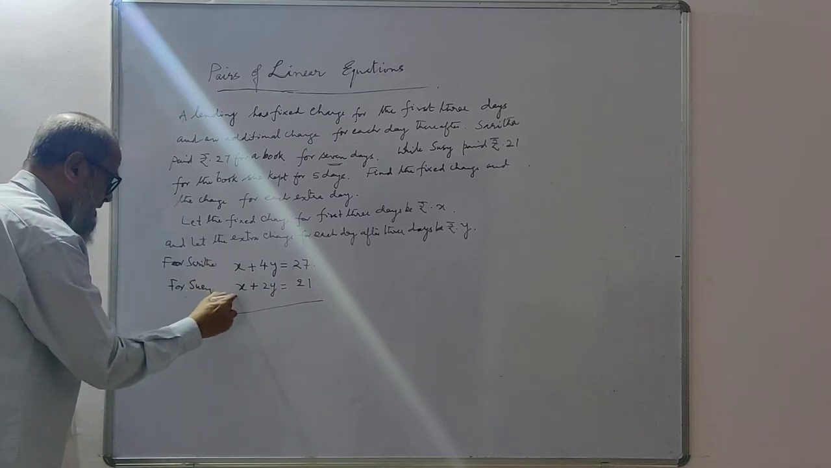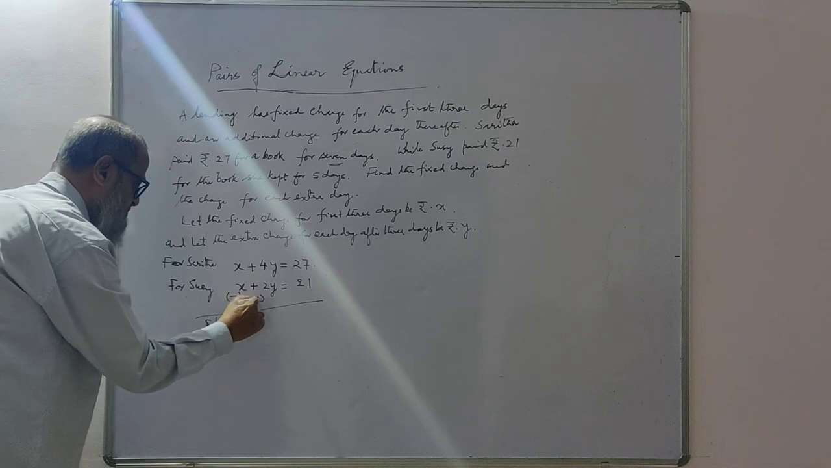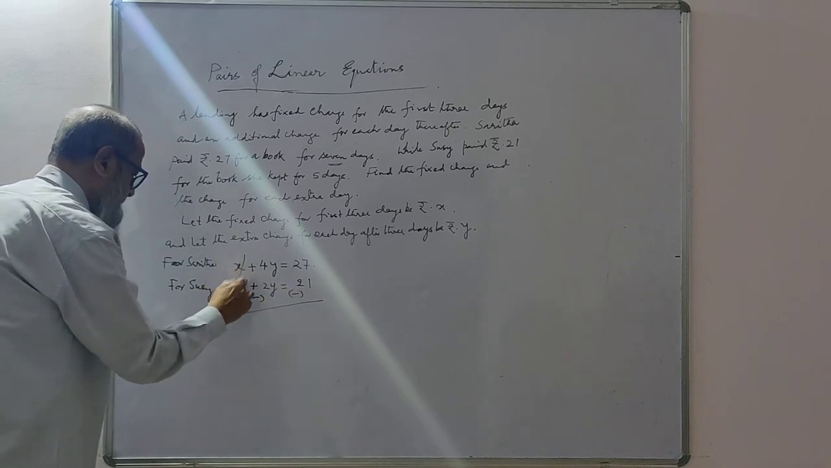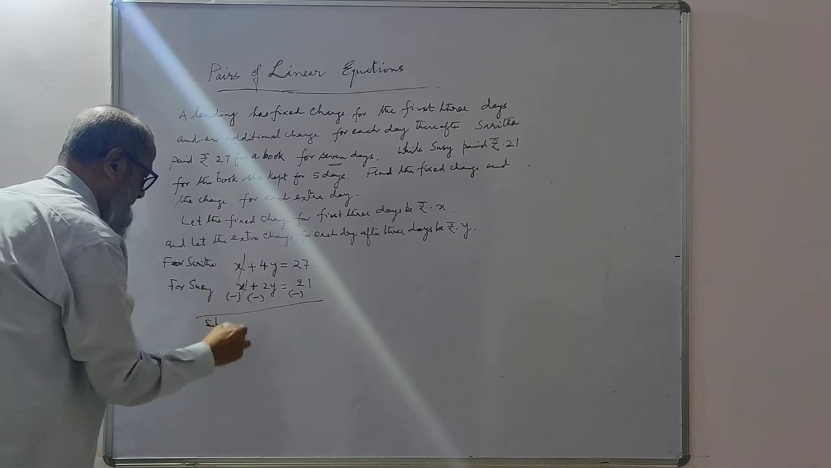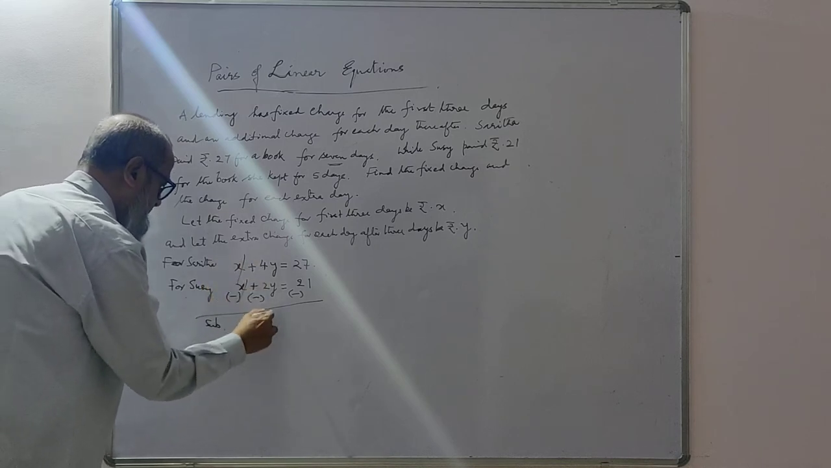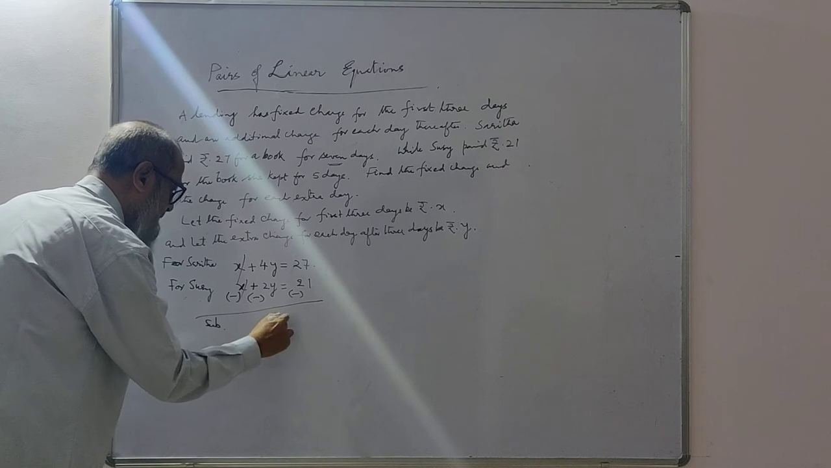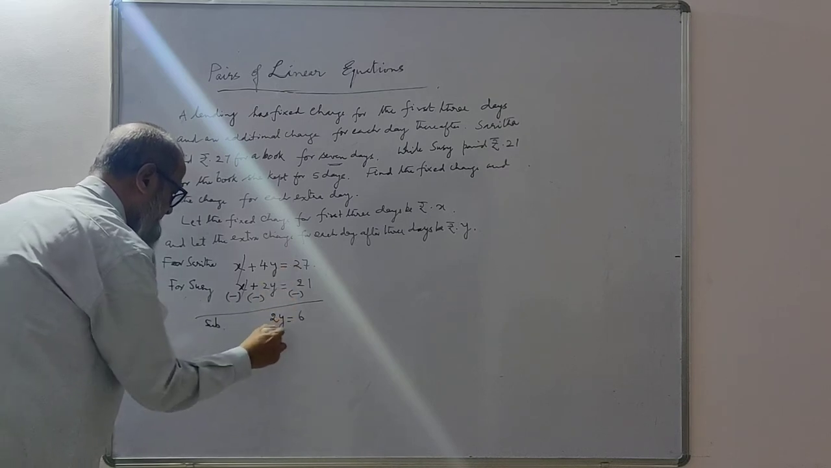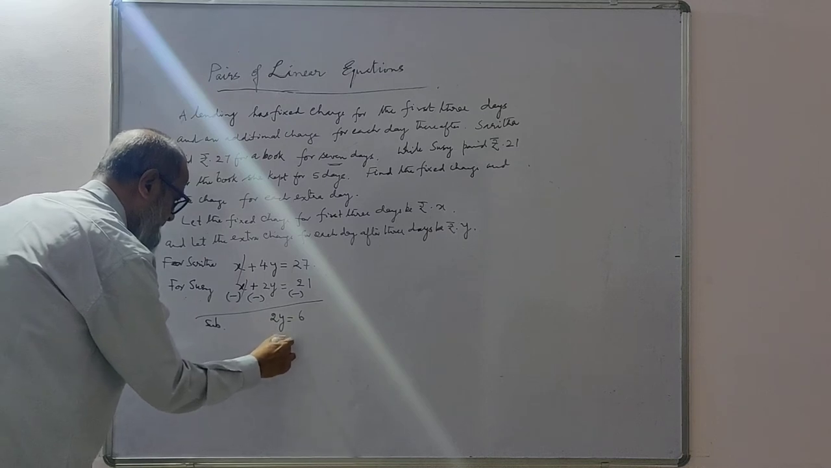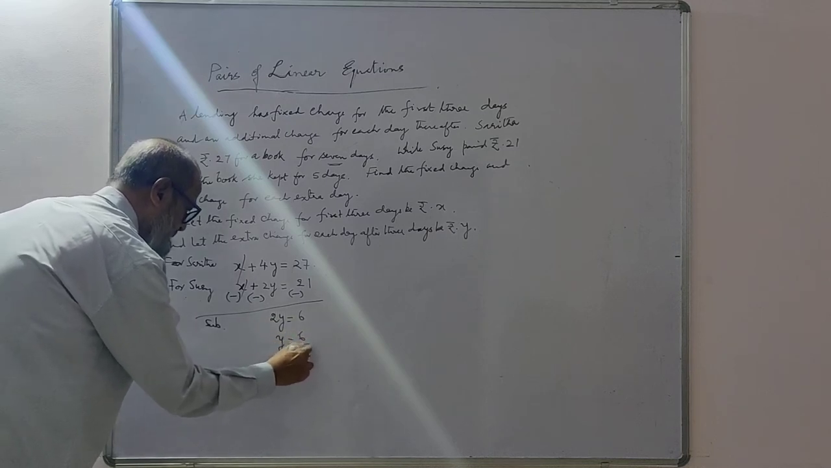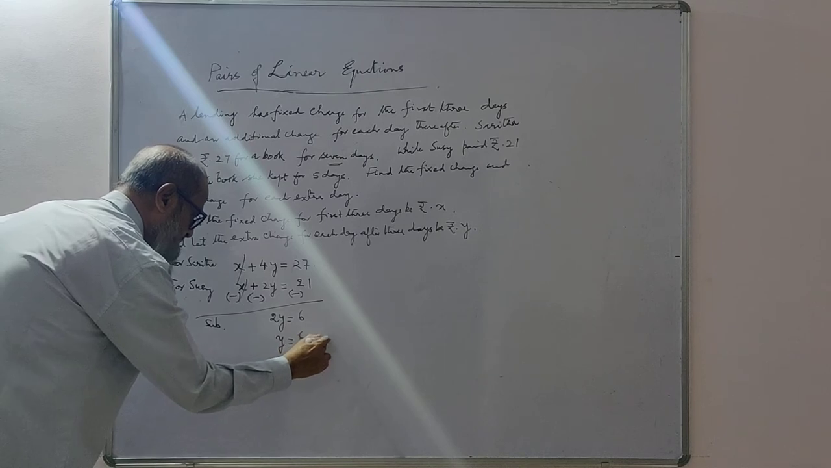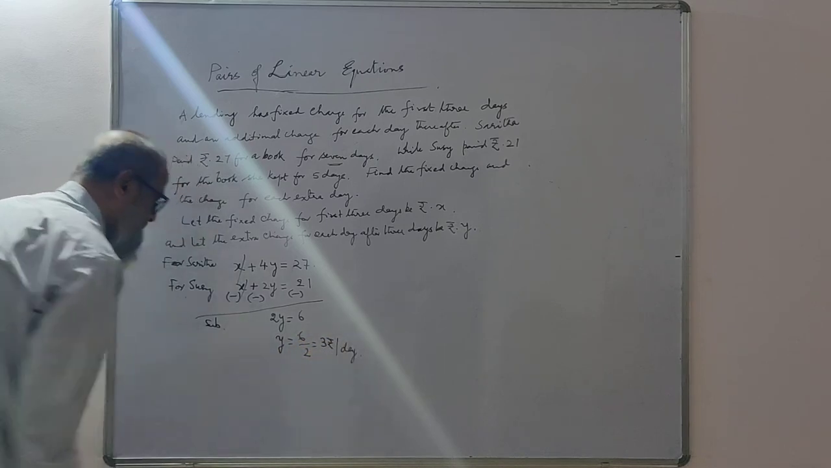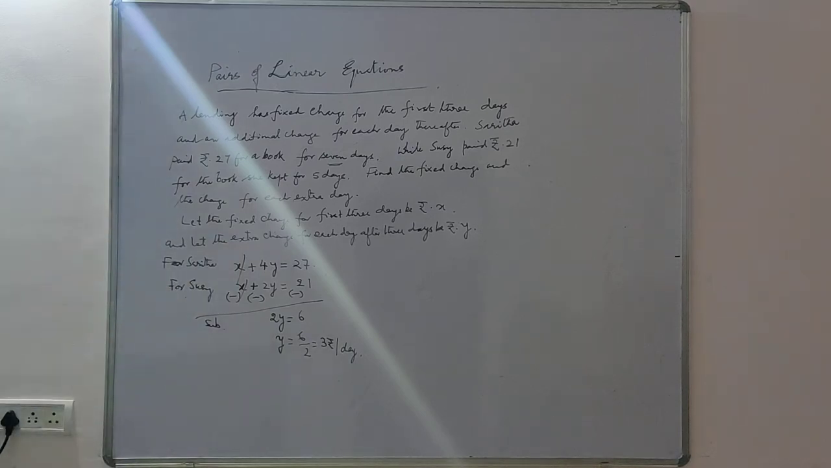So I will subtract. Both are plus, so this becomes minus, this also becomes minus. So plus X and minus X get cancelled. 4Y minus 2Y is 2Y. 2Y is equal to 27 minus 21, which is 6. So Y is 6 by 2, that is 3 rupees per day. 3 rupees for every extra day.